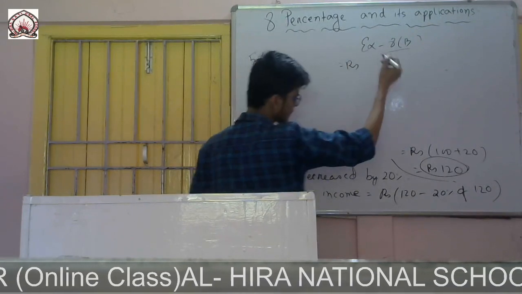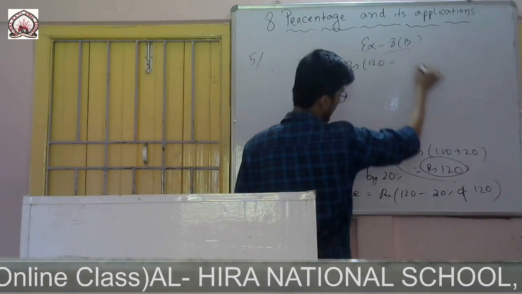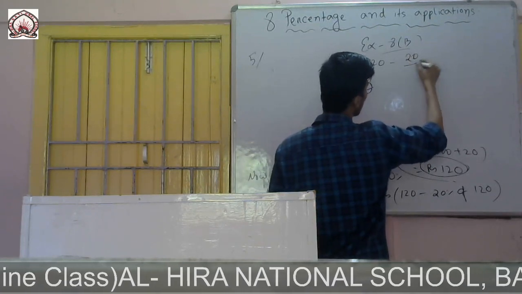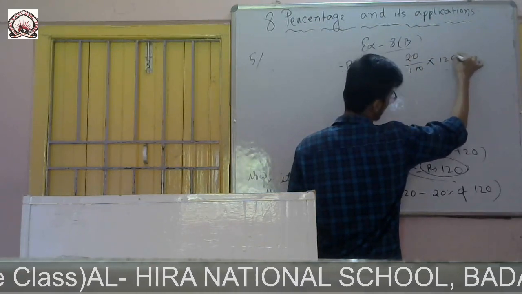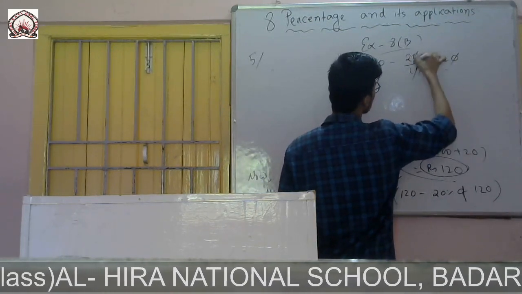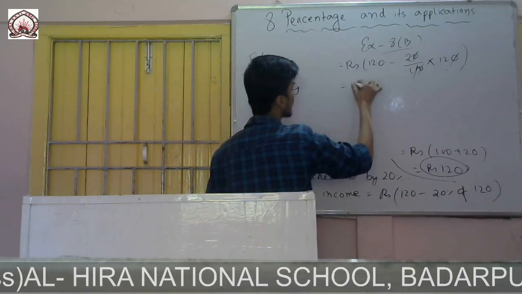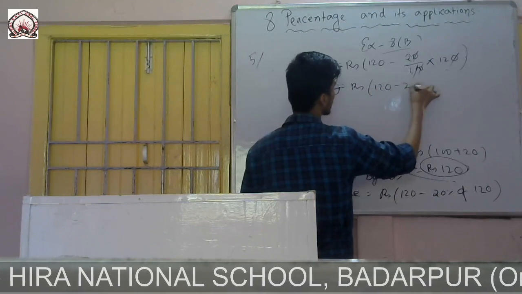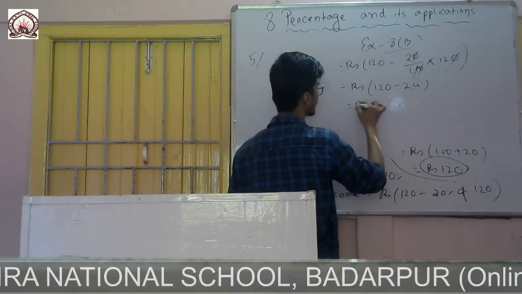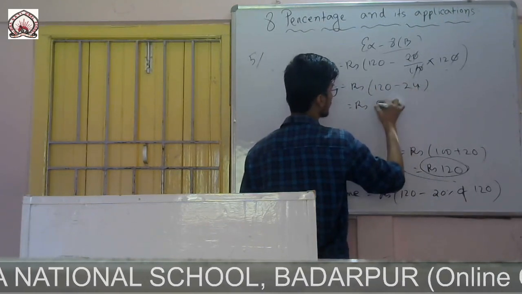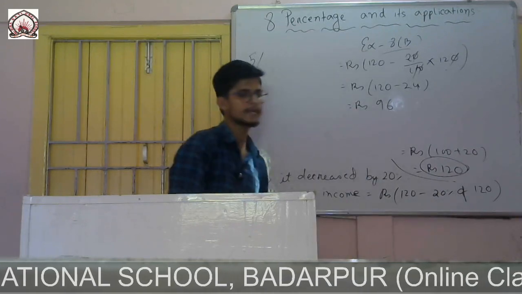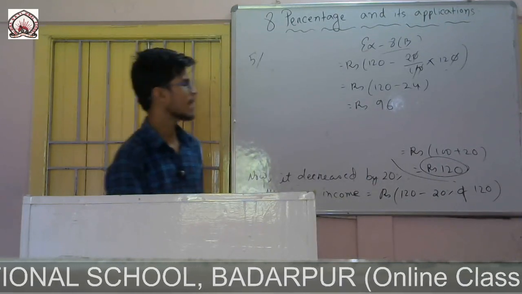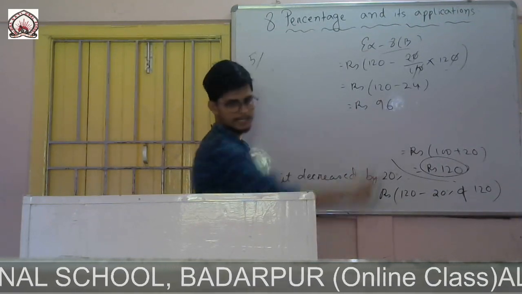Equals rupees 120 minus 20 by 100 into 120. The zeros cancel. 12 twos are 24. 120 minus 24 equals rupees 96. So now his present income is rupees 96.